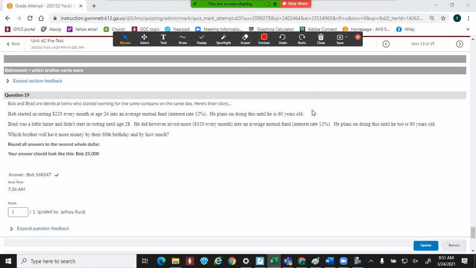So using the formula, Bob would have $1,597,035. Now Brad was a little lazier, so he's going to be investing $320. The interest rate is still 12%, but he's not doing it as long. So 60 minus 28, because he's only going to be doing it for 32 years. So he's investing more just for less years. So that's $1,428,688.